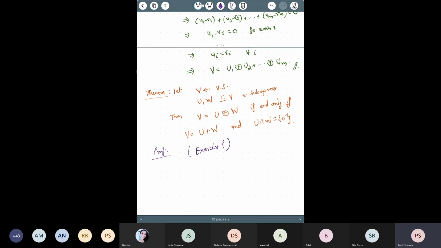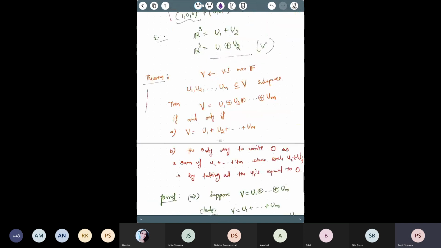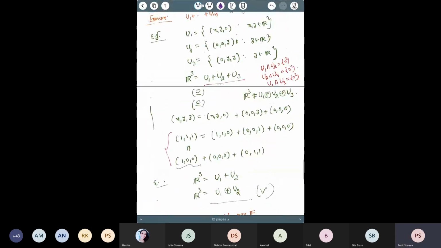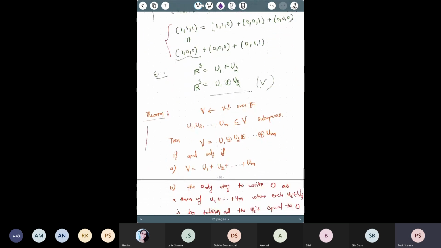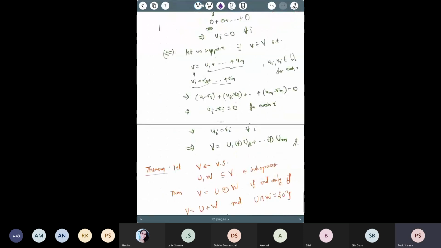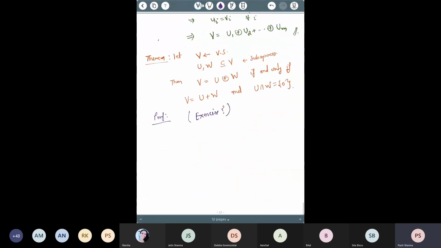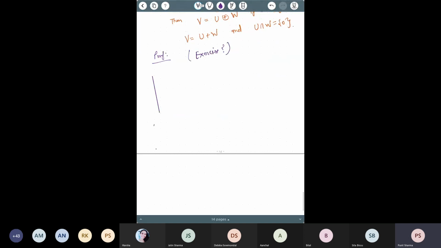So whatever argument we were giving for this example, this result doesn't fail here, because that result is true only for two subspaces, and here we are looking at this example for three subspaces. So we haven't missed anything here. All right. So let me next define linear combination of vectors.